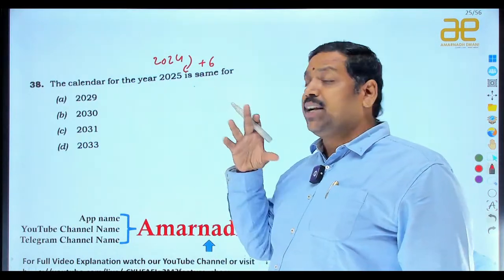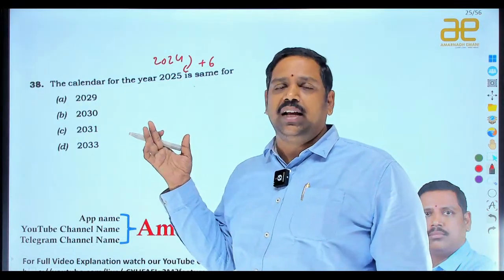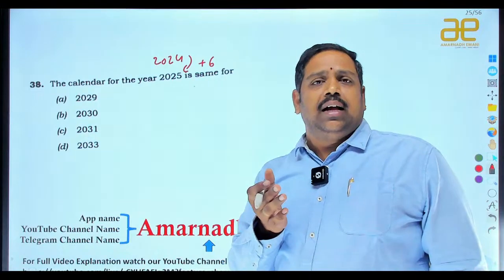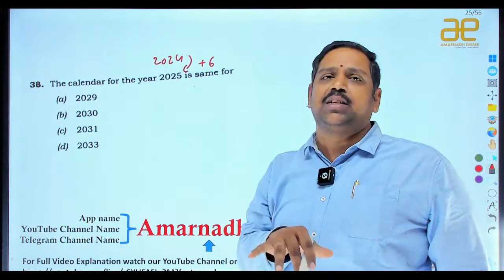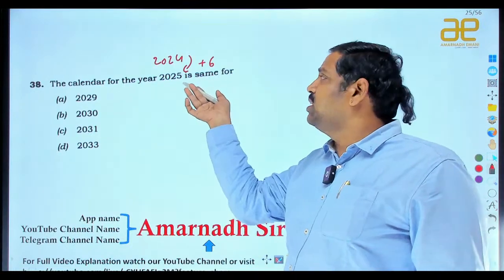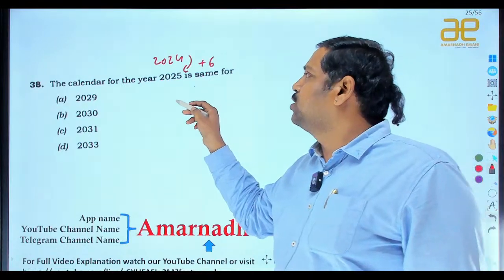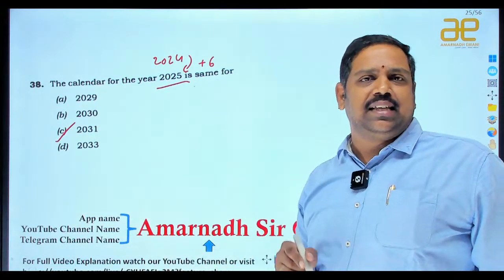These questions I have explained clearly. Number 1 is manually, number 2 is shortcuts. In the shortcut, leap +1 means +6, already I have explained, and when it fails also I have explained. If the century is getting changed, it will fail. But the century is not getting changed, so directly we can say +6. 2025 +6 means 2031. So which option is the answer? C is the answer.